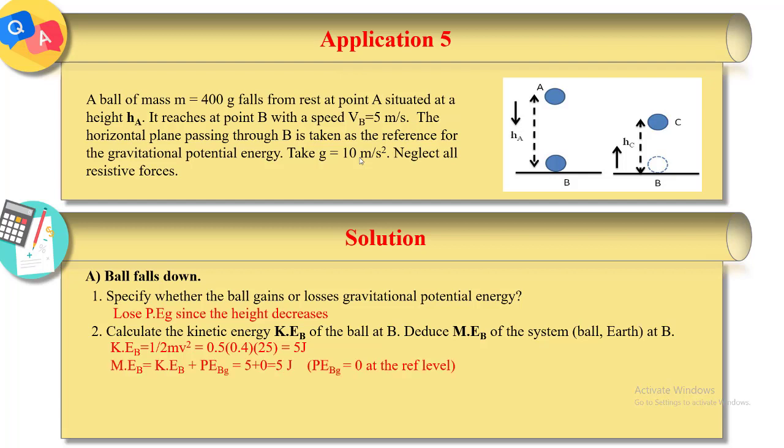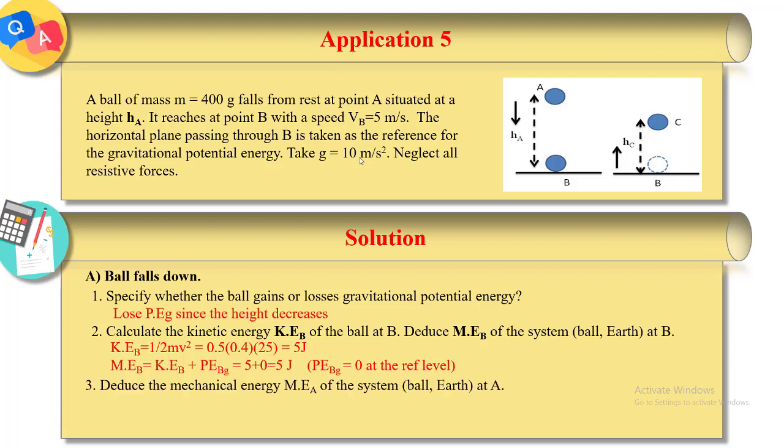The mechanical energy at point B is equal to the sum of the kinetic energy at B and the gravitational potential energy at B. But the gravitational potential energy at B is equal to 0 since point B is at the reference level. So the mechanical energy at B is equal to the kinetic energy at B, which is equal to 5 joules.